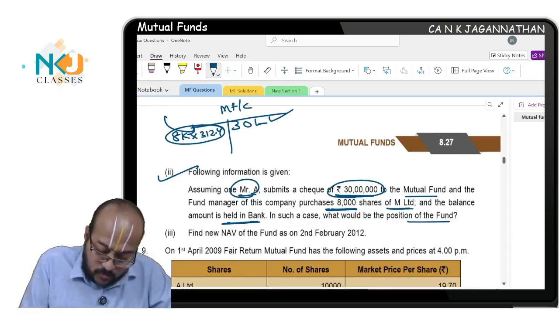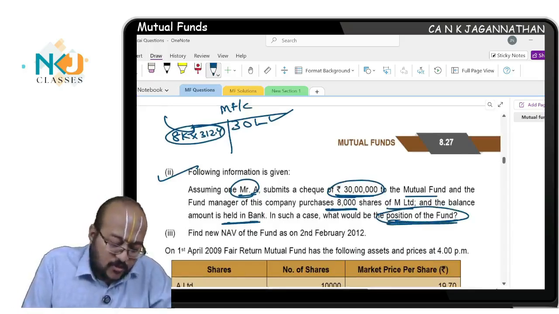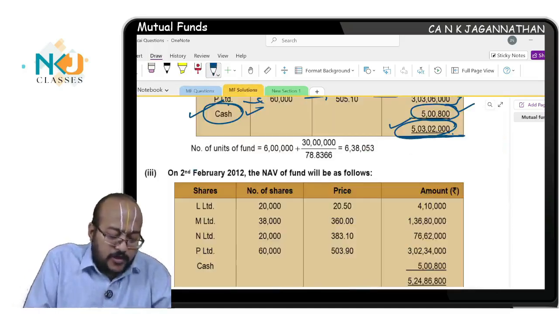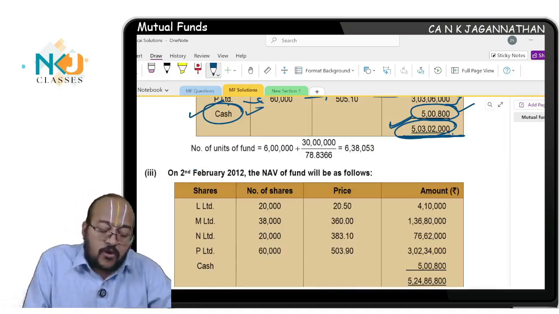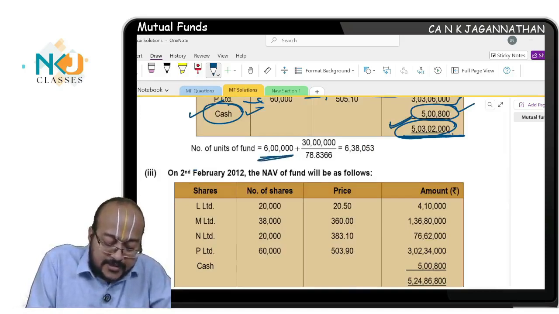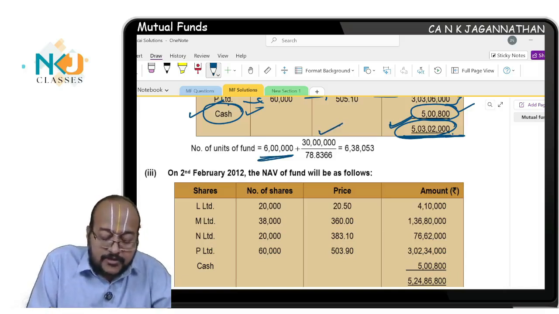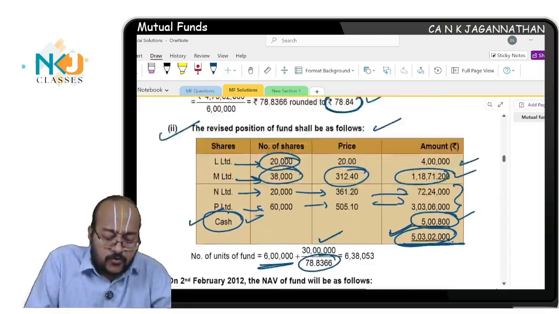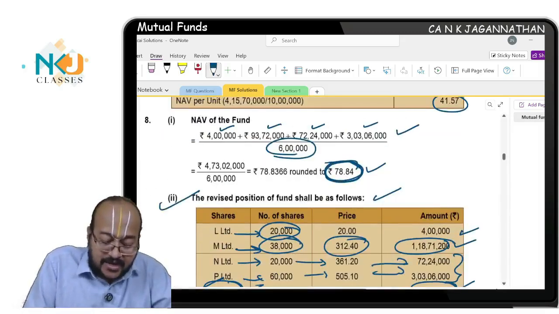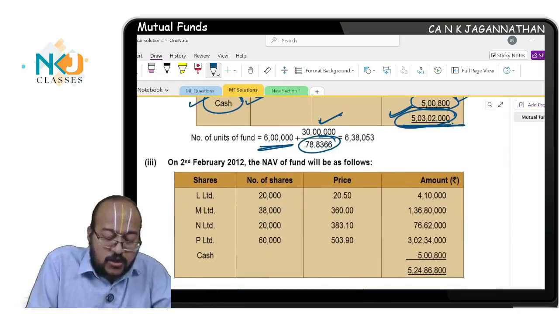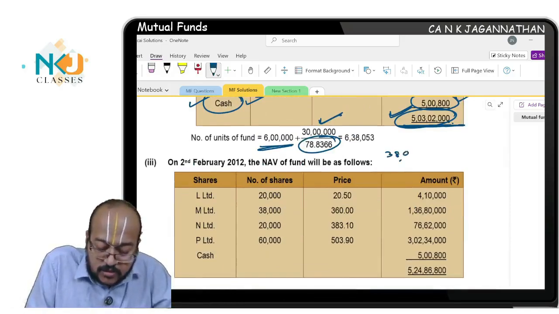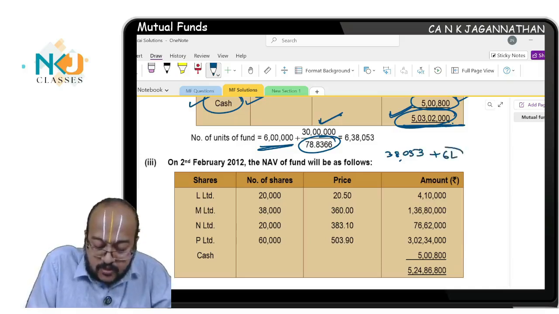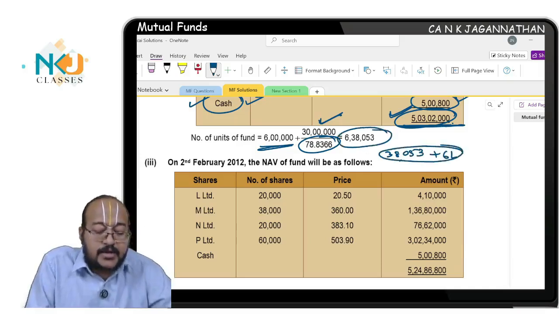Okay, in such a case, what would be the position of the fund? Which means how many units outstanding in the fund? See, very simple. You have total value of investments 503 lakhs 2,000, and what will be the units outstanding of the fund? 6 lakhs existing units plus fresh cash received na, 30 lakhs divided by 78.84, which you found out in the NAV. Okay, at 78.84 NAV, the fund will receive 30 lakhs from this investor. How many new units will be there? 38,053. This plus existing 6 lakh units total comes to 6 lakhs 38,053.